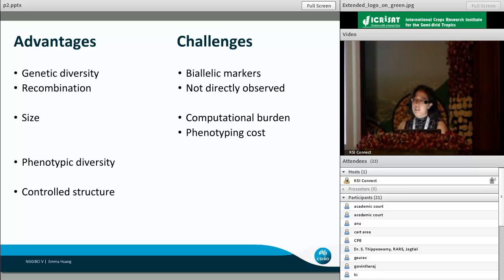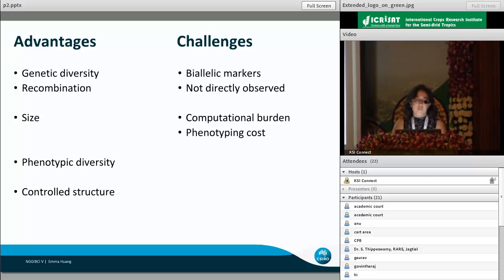There are a number of challenges that go along with this, though. The main one is that we have biallelic markers in a multi-parental system, so we don't know exactly which alleles are coming from which parent, and furthermore, we're only genotyping the parents and the progeny, so we can't directly track the inheritance of alleles. The size of the population and dealing with these additional challenges mean that there's a higher computational burden for genetic analysis, and of course, trying to phenotype 3,500 lines means a much higher phenotyping cost.